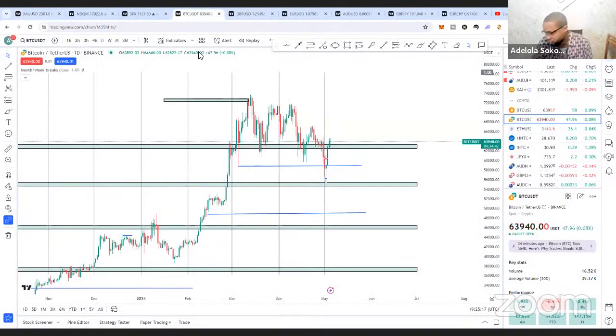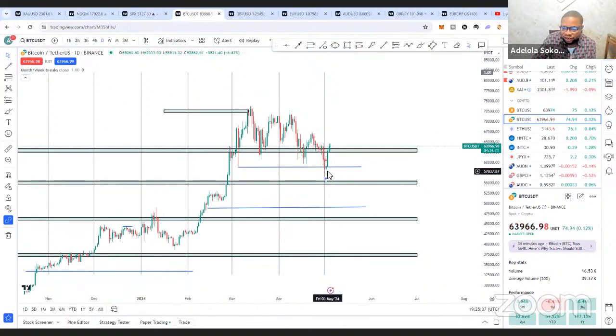Let's check what Bitcoin is doing. After checking Bitcoin, somebody said we should check GBP AUD. Okay, Ebenezer Olani said we should check USD CAD. Okay, we'll check USD CAD. So okay, Bitcoin seems to have bottomed around 57,000, and we are moving up.